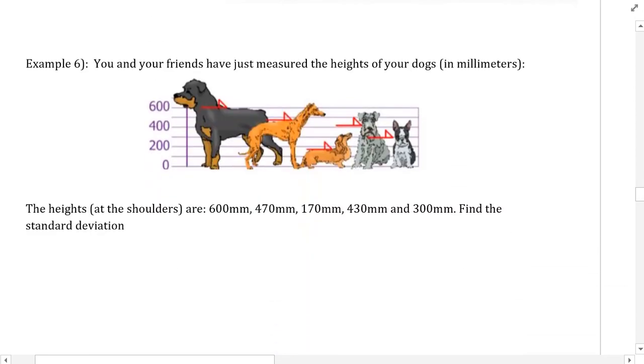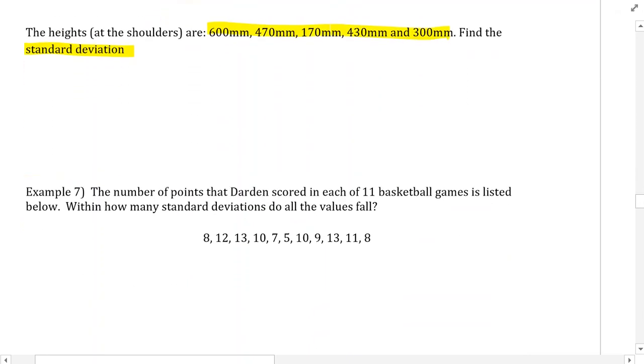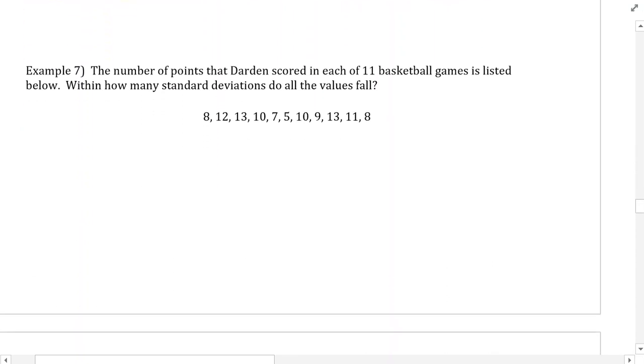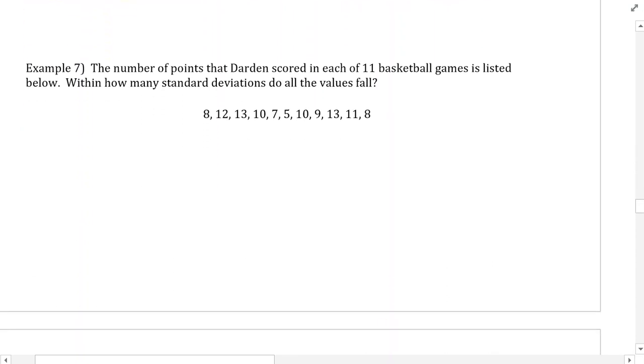Okay, go ahead and put those into your calculator and find the standard deviation. Okay, well, again, we'll go over that in class. Now we're going to take a look at example 7. The number of points scored in each of 11 basketball games is listed below. Within how many standard deviations do the values fall?